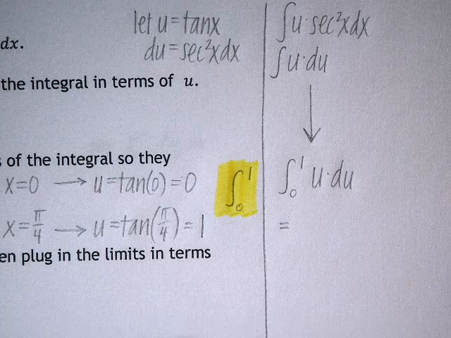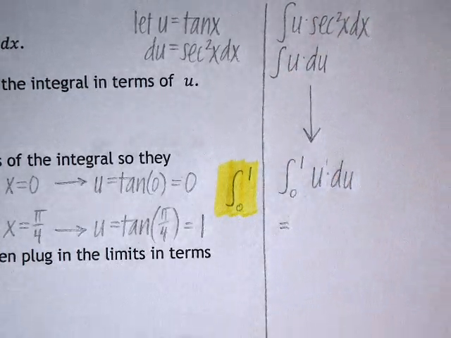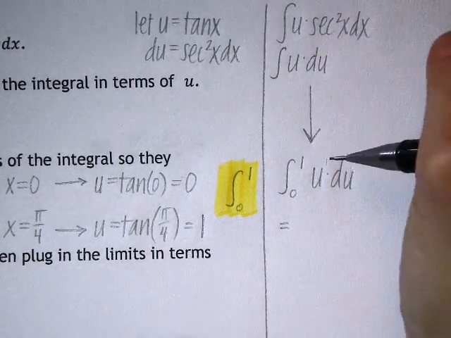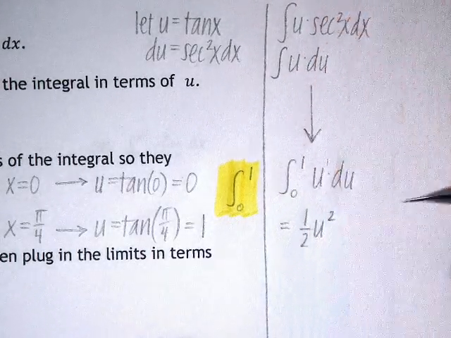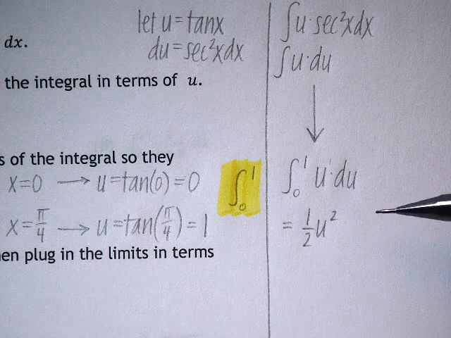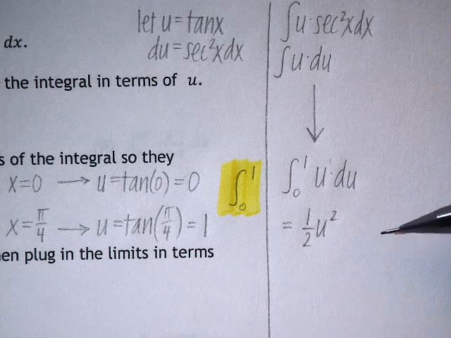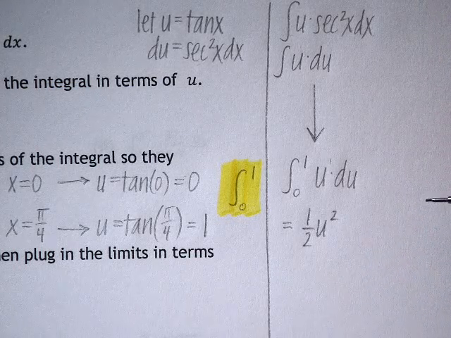u is just going to be a power rule because it's technically u to the power of 1. So if I do my power rule and add 1 with the coefficient, it becomes 1/2 u squared. Remember, with these problems, definite integrals, you don't need to put the plus c because it's just going to cancel out when you do your subtraction anyway.